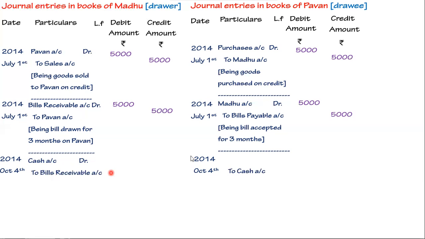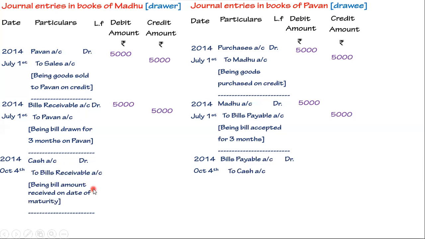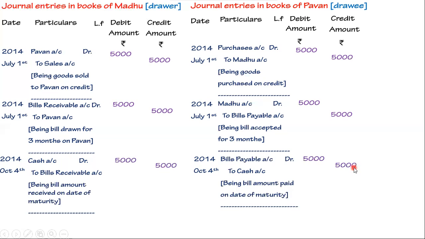And at the time of accepting the bill, he recorded bills payable on the credit side. Now as he has fulfilled his promise, he will be cancelling bills payable. It will be cancelled by writing it on the debit side as bills payable account debit. Here the narration will be recorded as being bill amount received on date of maturity. And here the narration will be recorded as being bill amount paid on date of maturity. The amount will be taken as 5,000 on the debit side, 5,000 on the credit side, even in the books of the buyer.